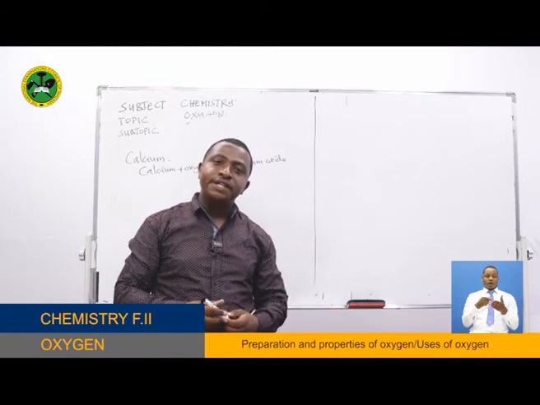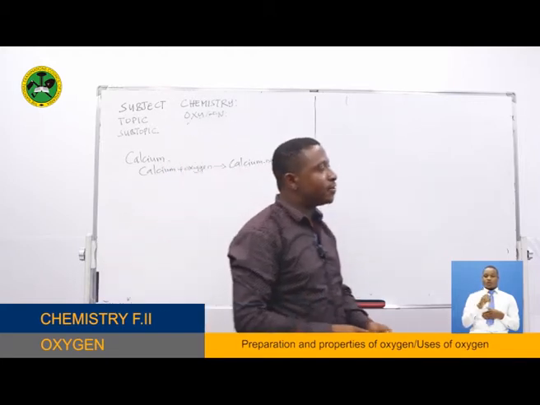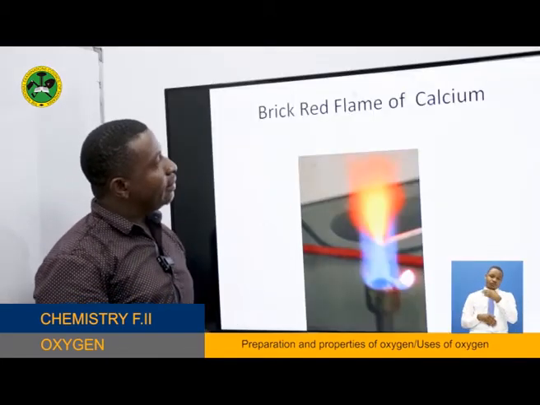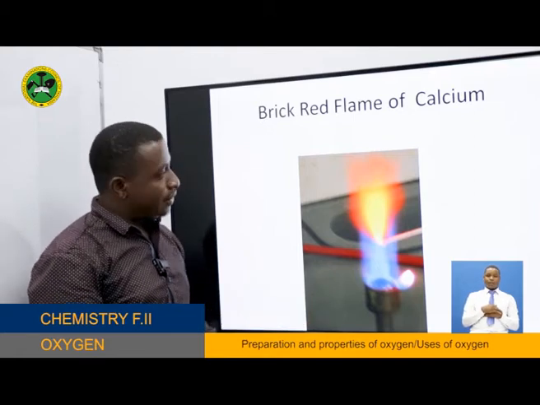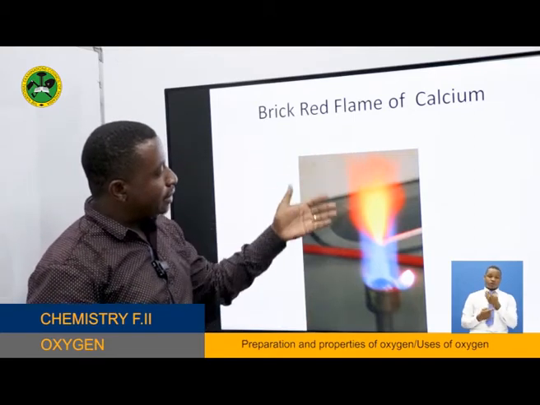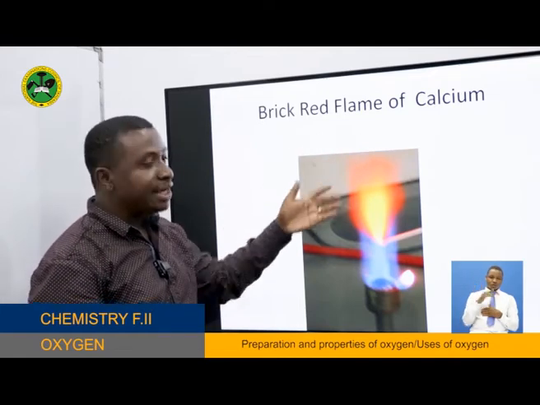Let us now go and see the color of calcium oxide. This is the color of a flame of calcium. You can see it. This is the brick red. It's shown by brick red.